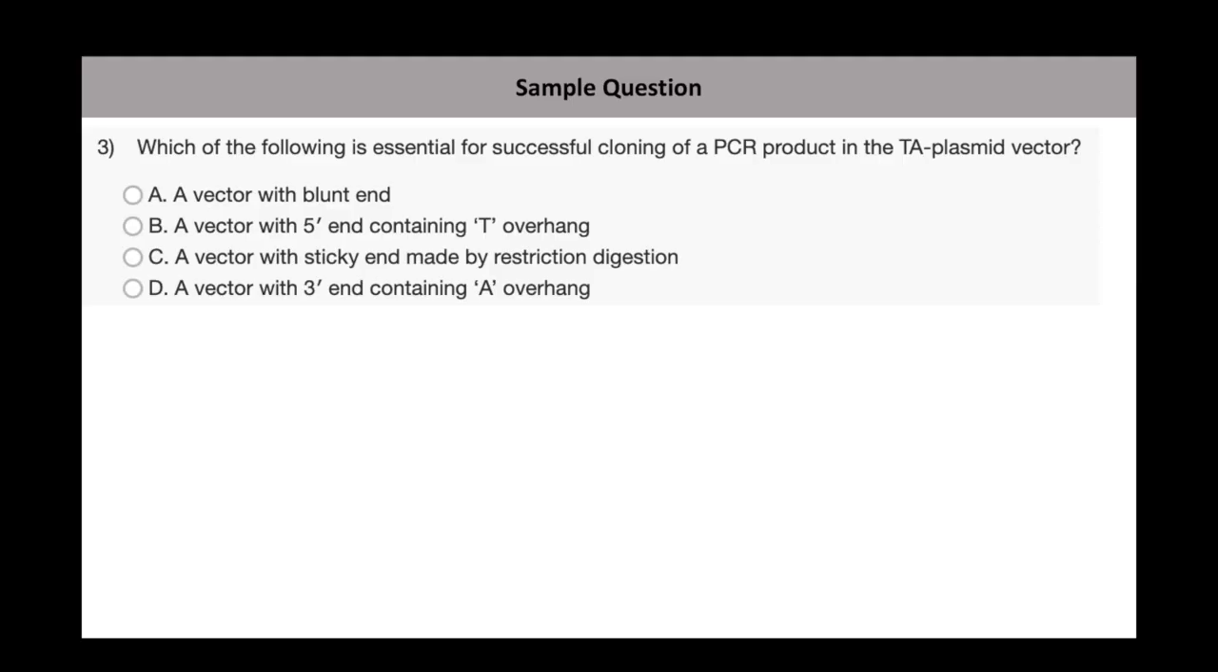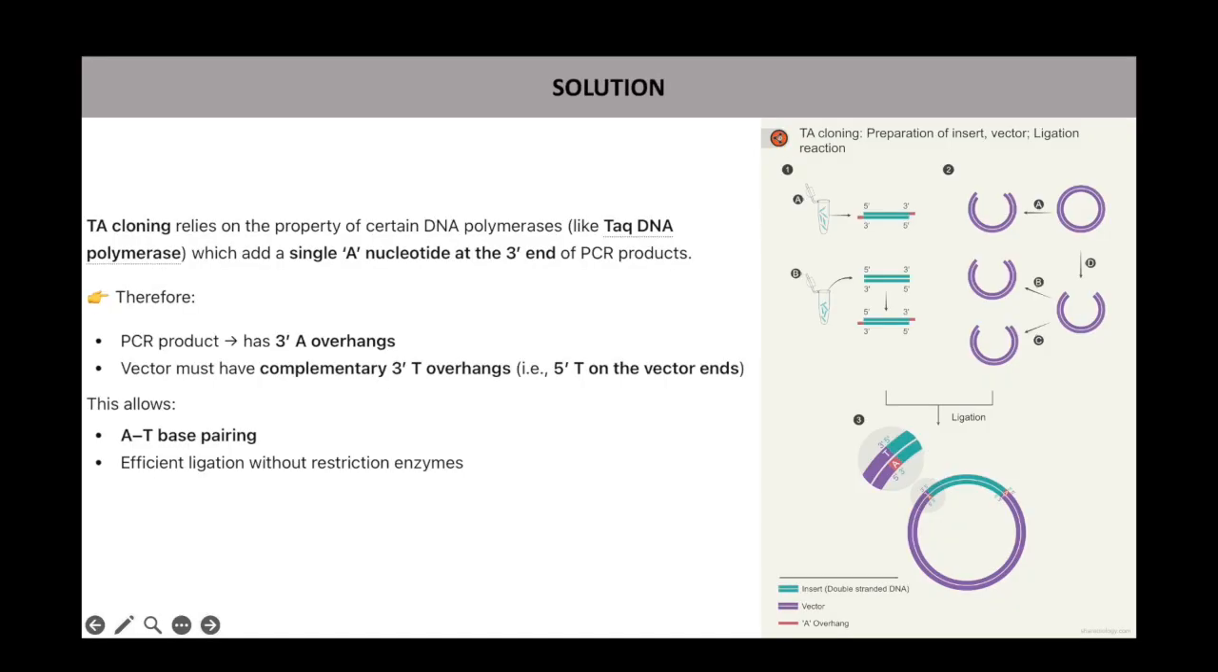Okay, so let's understand this question. It is very easy. This is a type of cloning method, basically TA cloning, which requires a TA plasmid vector. So let's understand what TA cloning relies on first, because there is no use of restriction enzymes in TA cloning.